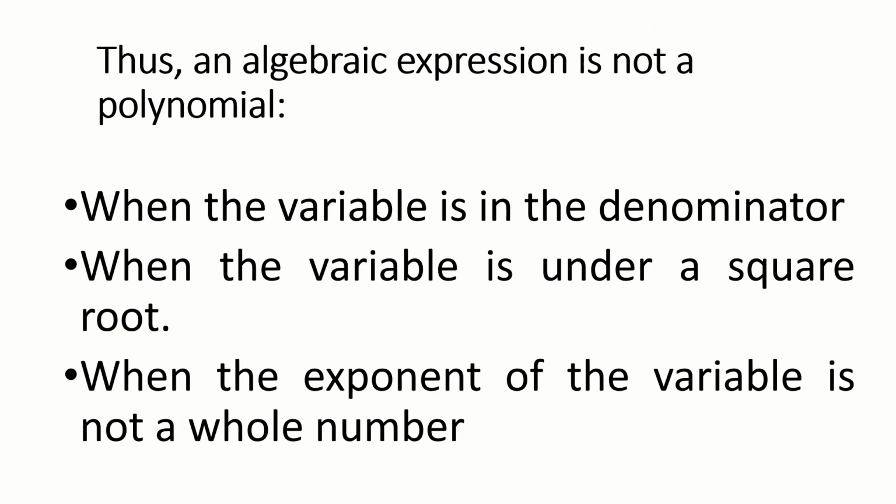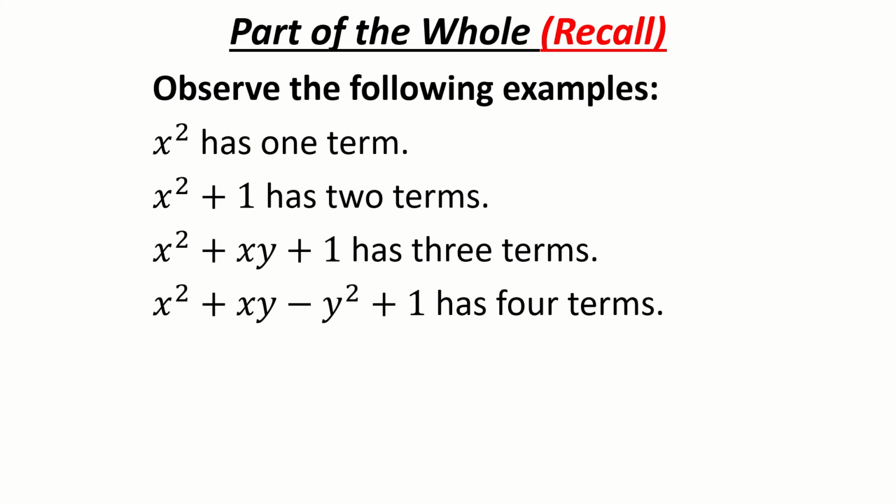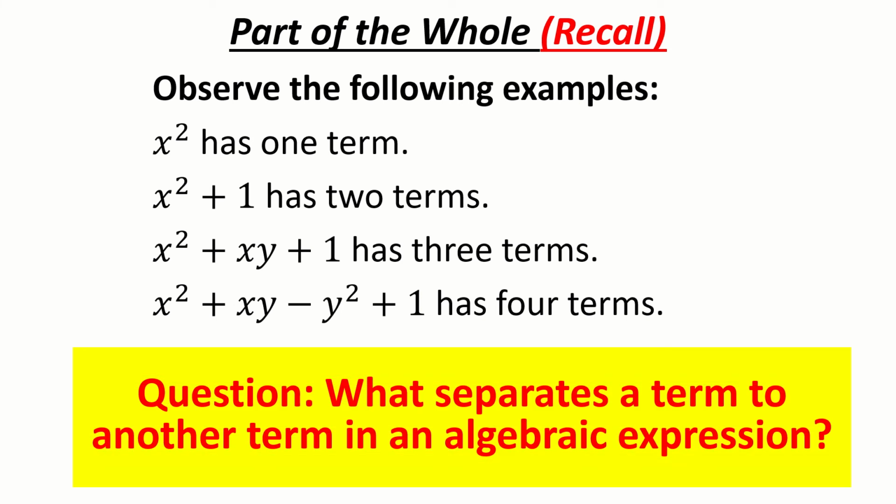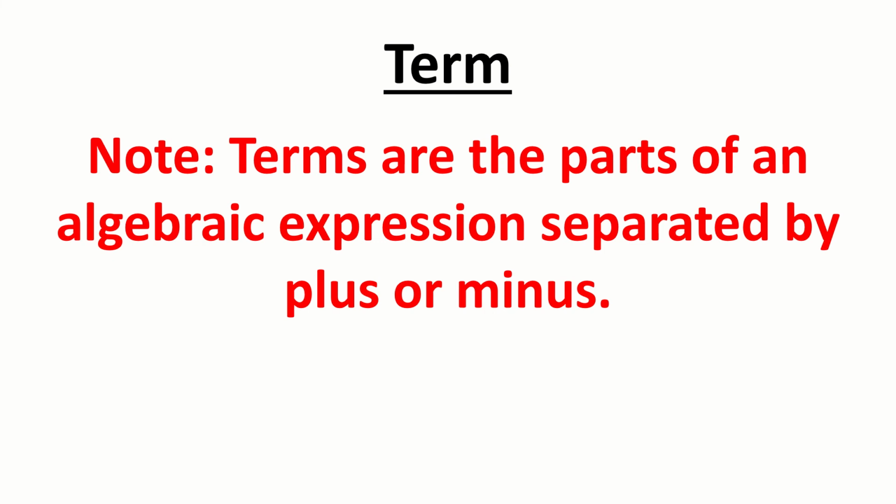So let's proceed. So remember, we already discussed this. So the x squared here is one term, x squared plus 1 is two terms, x squared plus x squared plus 1 is three terms, and x squared plus xy minus y squared plus 1 has four terms. Because we can easily identify if one term is separated from another term by simply looking at the plus or minus sign.